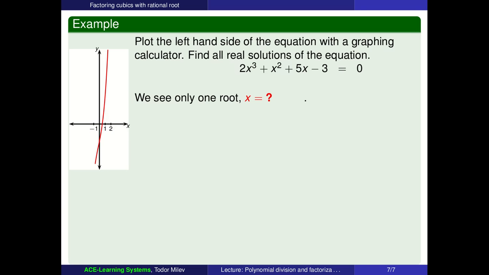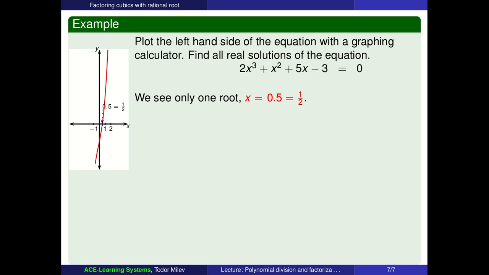So, what is the root that you see? Well, it seems that the point here is exactly halfway between 0 and 1. So it seems that this number here is 0.5. Okay, so that's our guess. We guess that the only root that we can see is x equal to 0.5 or x equal to 1/2.